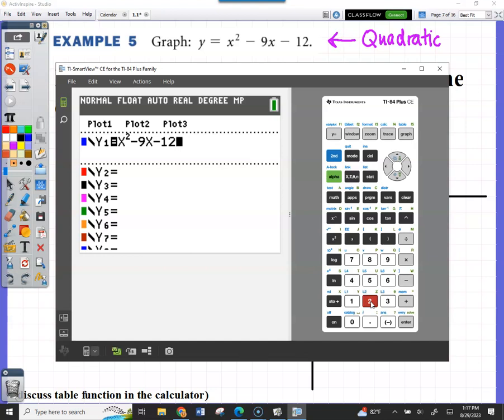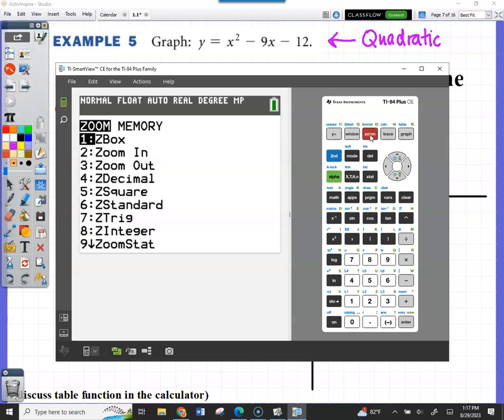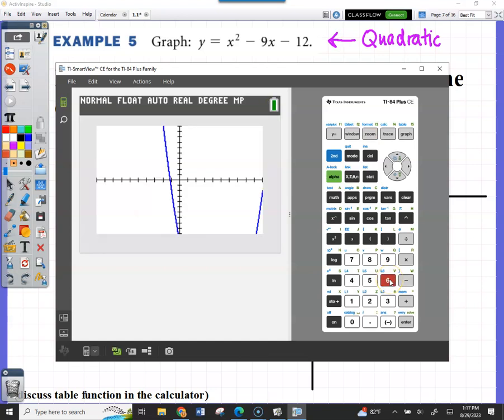We're going to graph this by going to the standard viewing window. That would require the button zoom. Notice option 6 says standard. Notice it jumps straight to it.